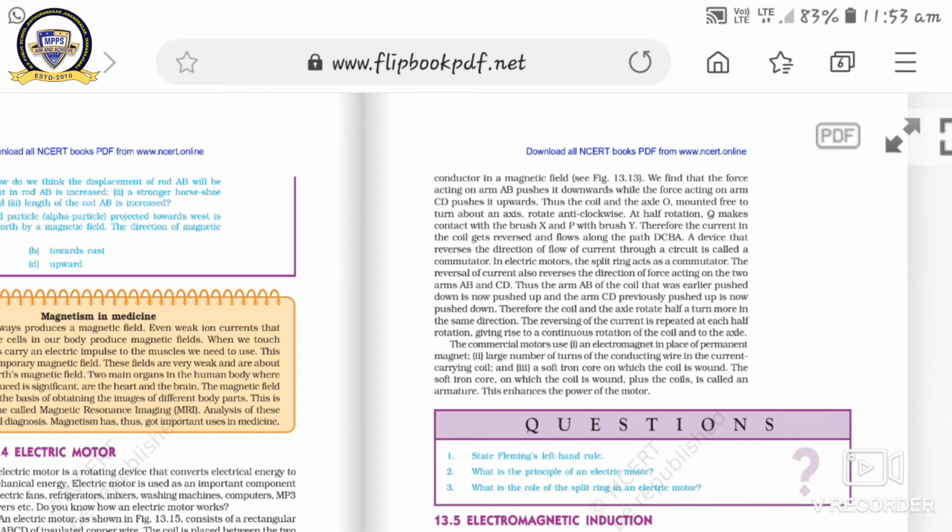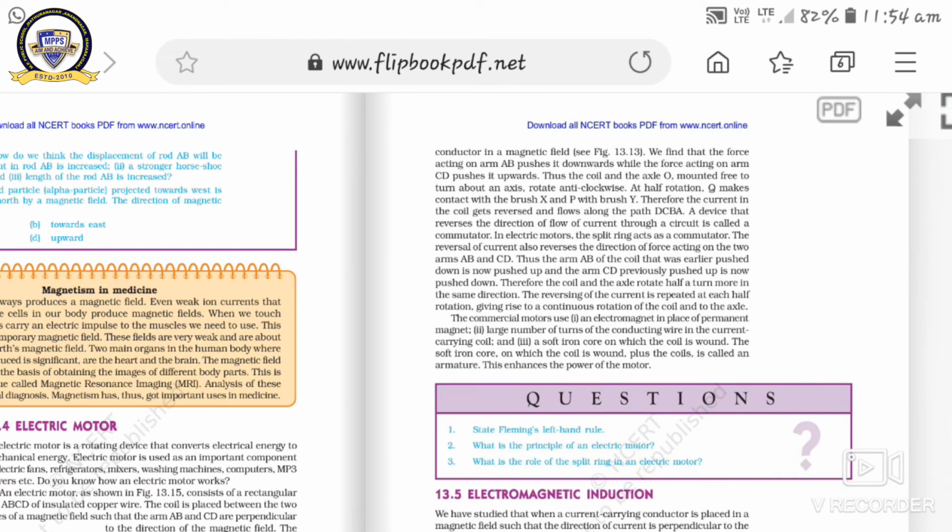At half rotation, Q makes contact with the brush X and P with brush Y. But initially, it is with P and X, and after half rotation, Q makes contact with brush X and P with brush Y. Therefore, the current in the coil gets reversed and flows along the path DCBA. It means at every half cycle, the direction of the current is also reversed.